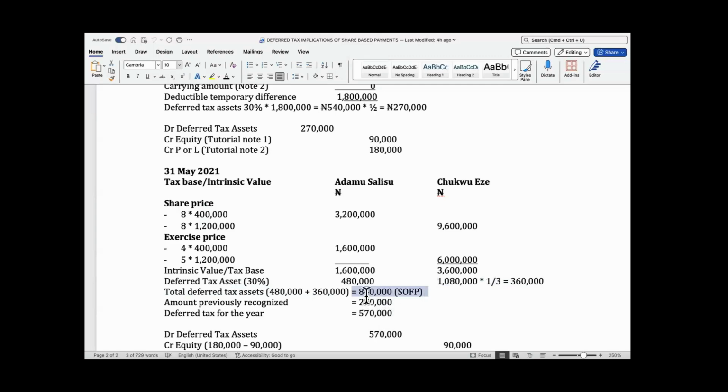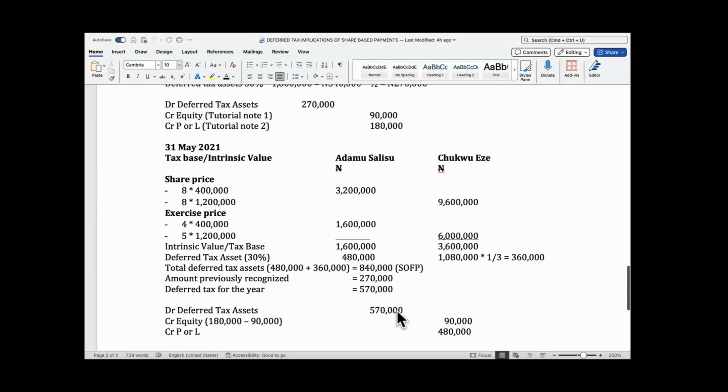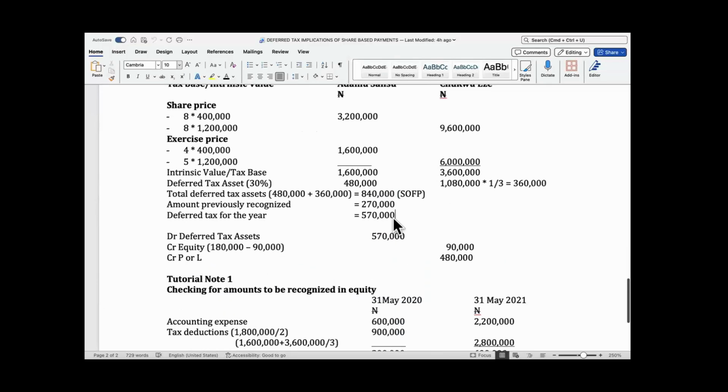What you recognize in your P&L is the increase between year 1 and year 2. In year 1, it was 270. So cumulative year 2 is 840. So the amount previously recognized was 270. So deferred tax for the year is 570. Now, this 570, yes, that's deferred tax asset.